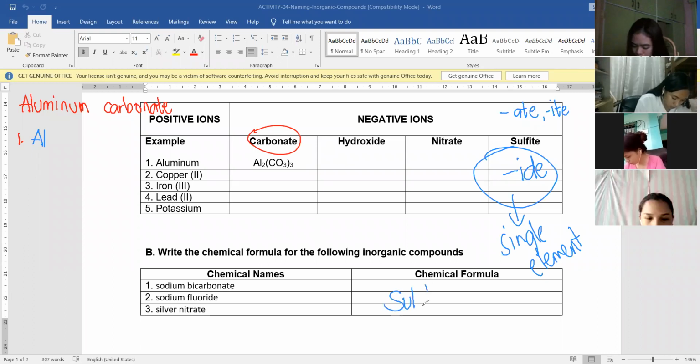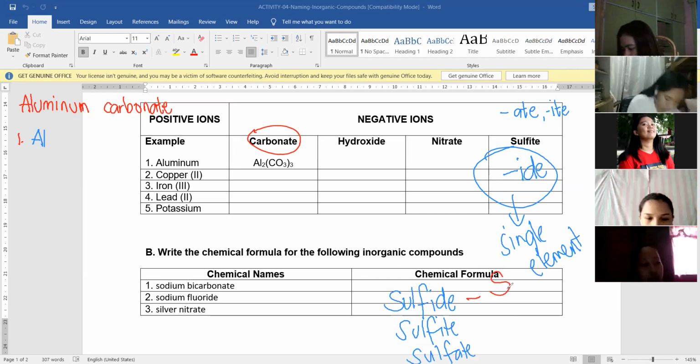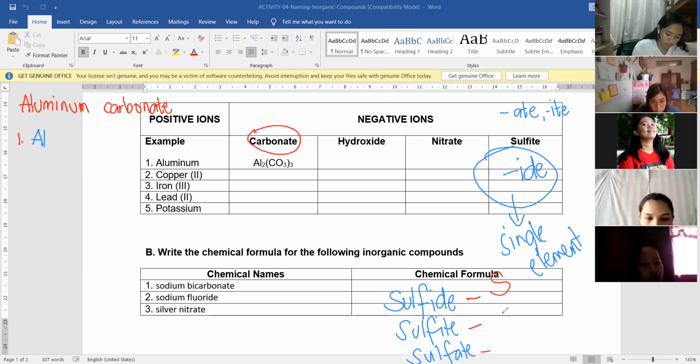Example: sulfide, sulfite, and sulfate. Sulfide ends in ide, so it is only sulfur, a single element. But if the ending is ite or ate, it is a polyatomic ion. It is actually a combination of sulfur and oxygen. Just remember, when the ending is ite, it has less oxygen.